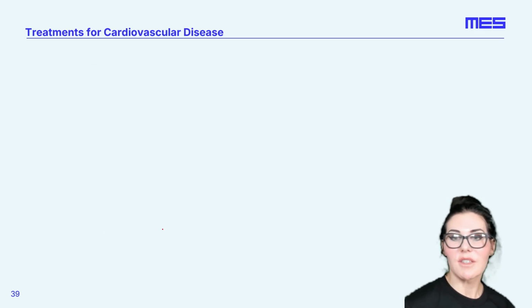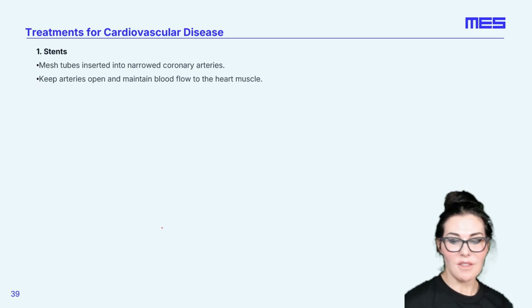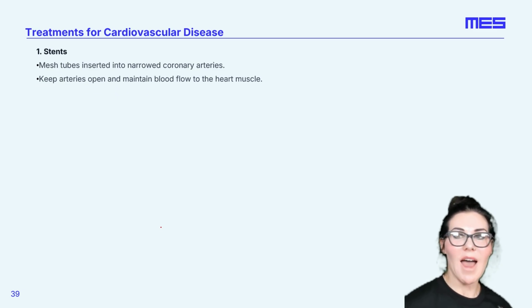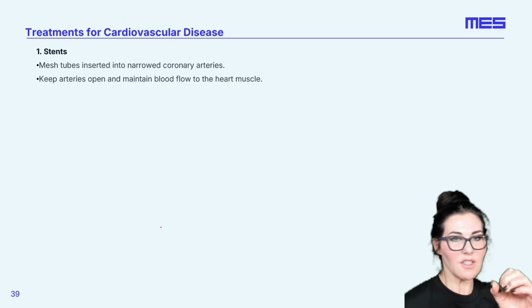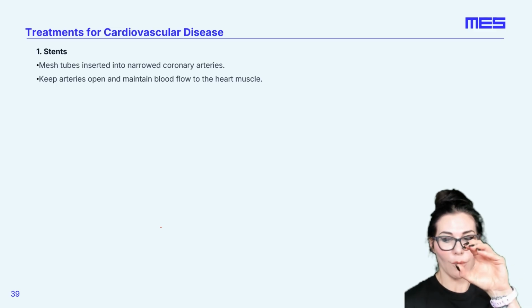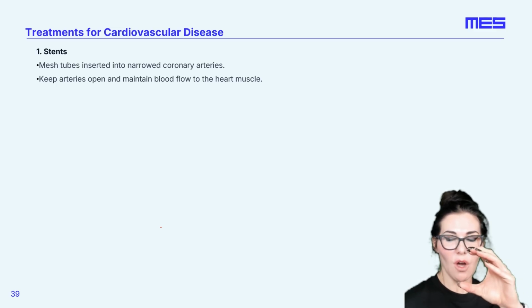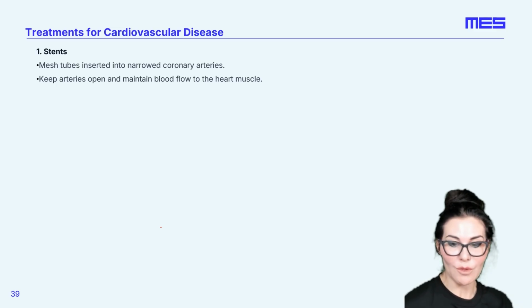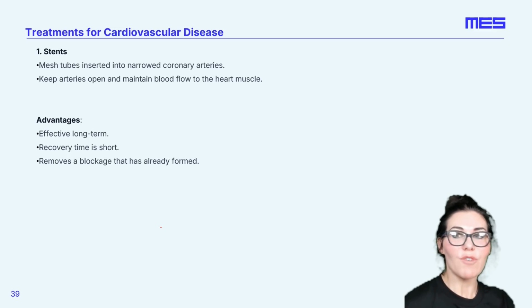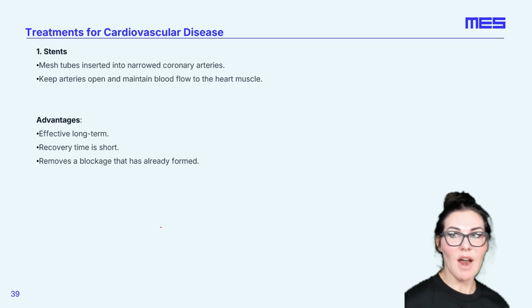Treatments for cardiovascular disease. Now, medical treatments are amazing these days at treating people who have this disease. Stents. Stents are a tube or a mesh tube which is inserted into a narrowed coronary artery, and then it's opened up. And when it opens up the artery's lumen, so the blood can flow much more easily and maintain blood flow to the heart muscle.